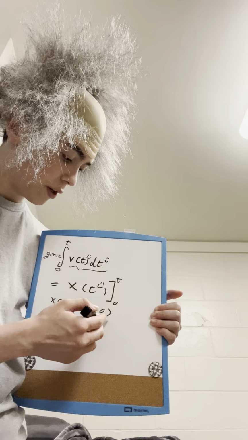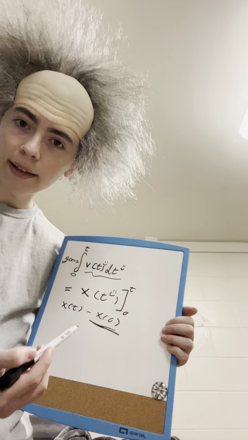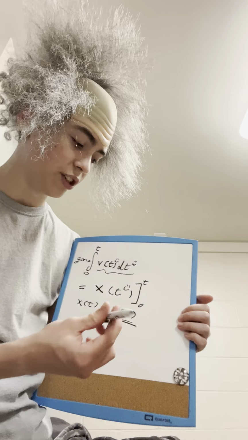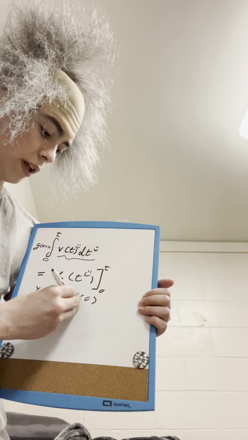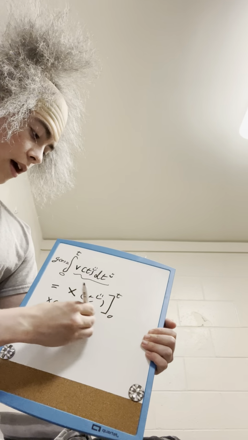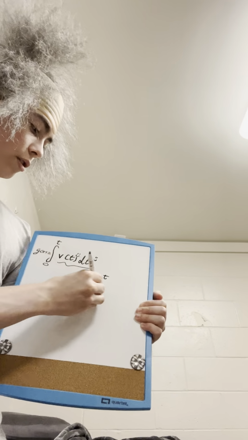And this x of 0 is a lot like a plus c. It's a lot like an initial condition, especially with real examples. So, okay, enough with that quick interlude.